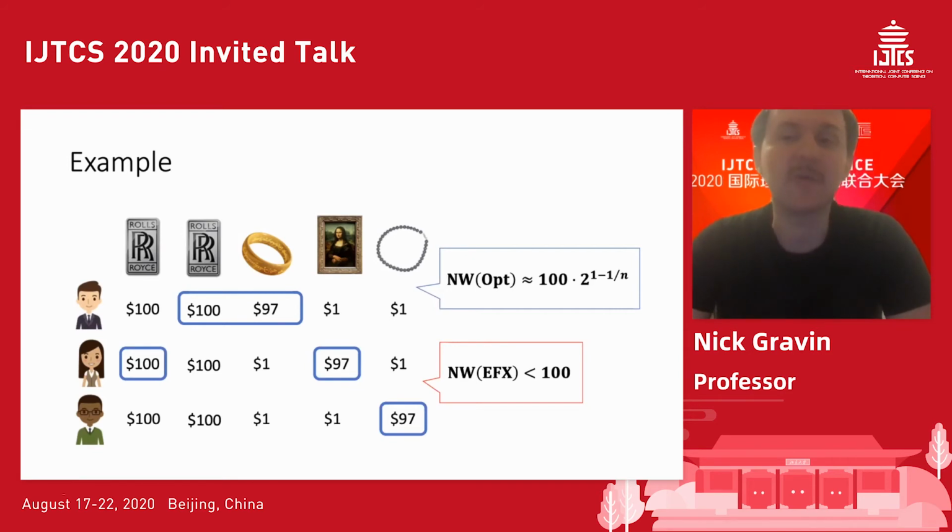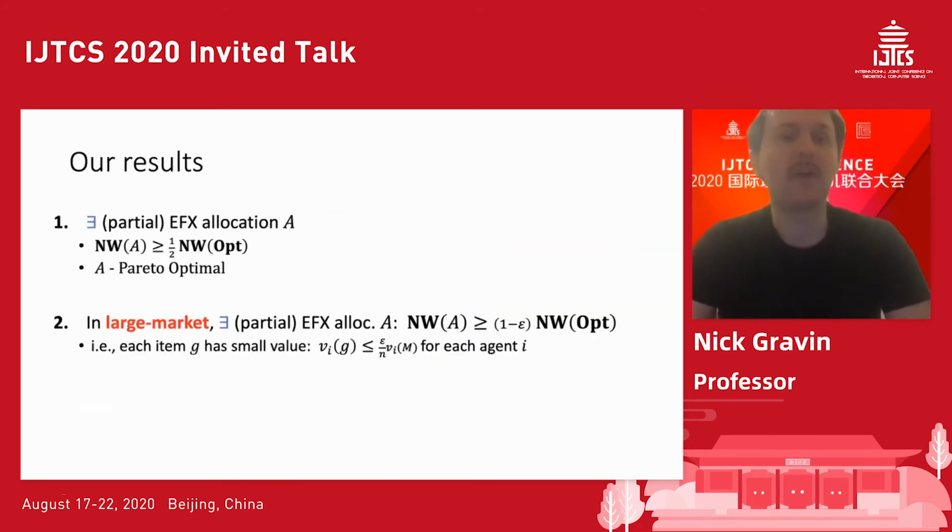So basically, it means that the Nash welfare of any partial EFX allocation is not more than 100. And you see the gap of 2 to the power 1 minus 1 over n. So when n is large, it's pretty much 2. All right.